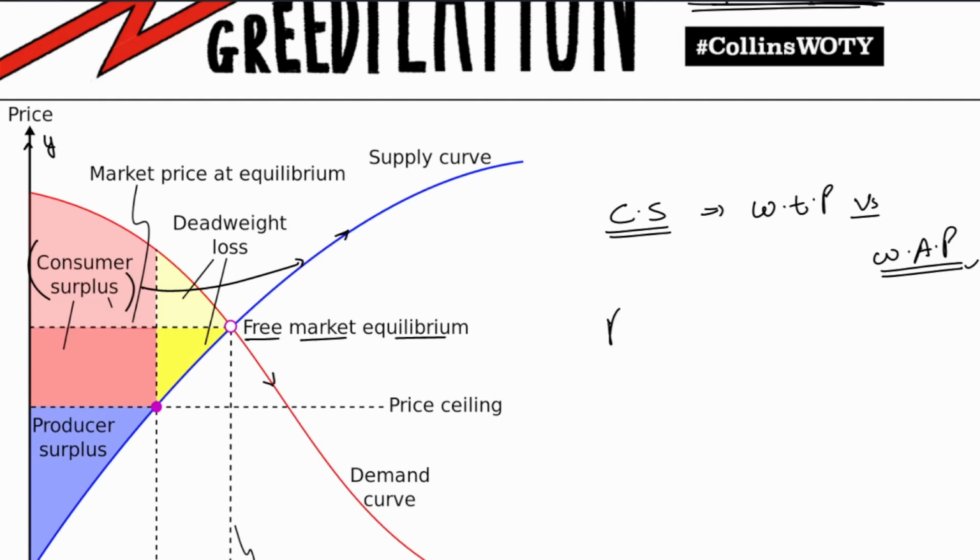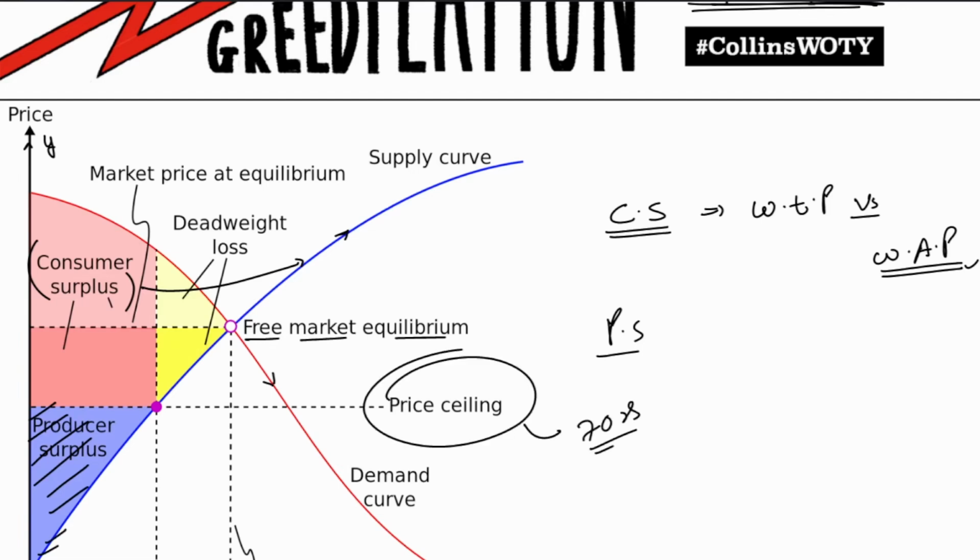Okay, and this is the producer surplus, the lower graph you can see here. Let's say that this is the price ceiling. It is 70 rupees. For this supply, the producer is ready to accept 30 rupees also, but he's getting 70, so his surplus will be 40 rupees. So this is known as the producer surplus.